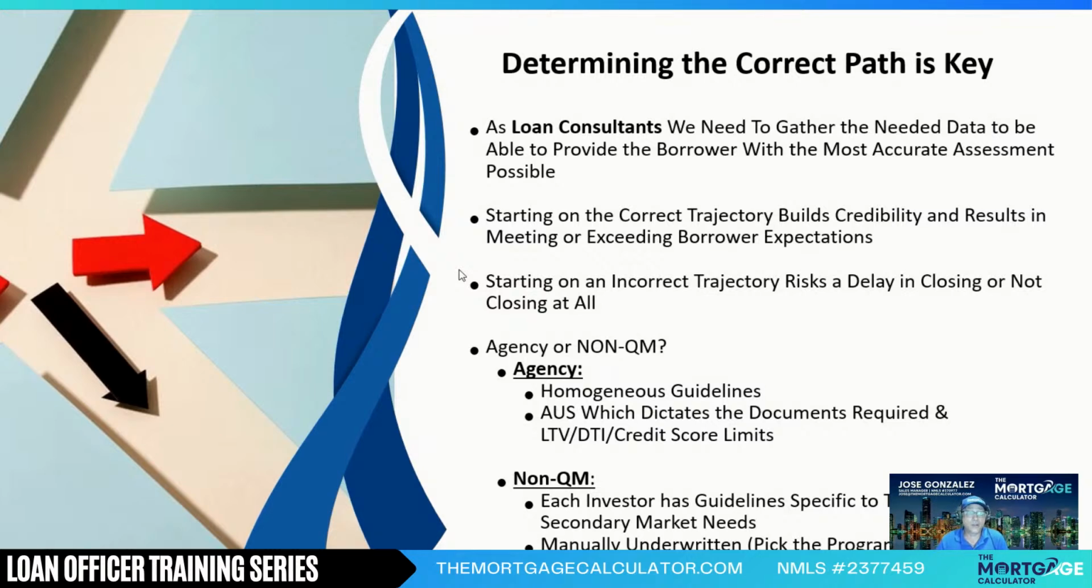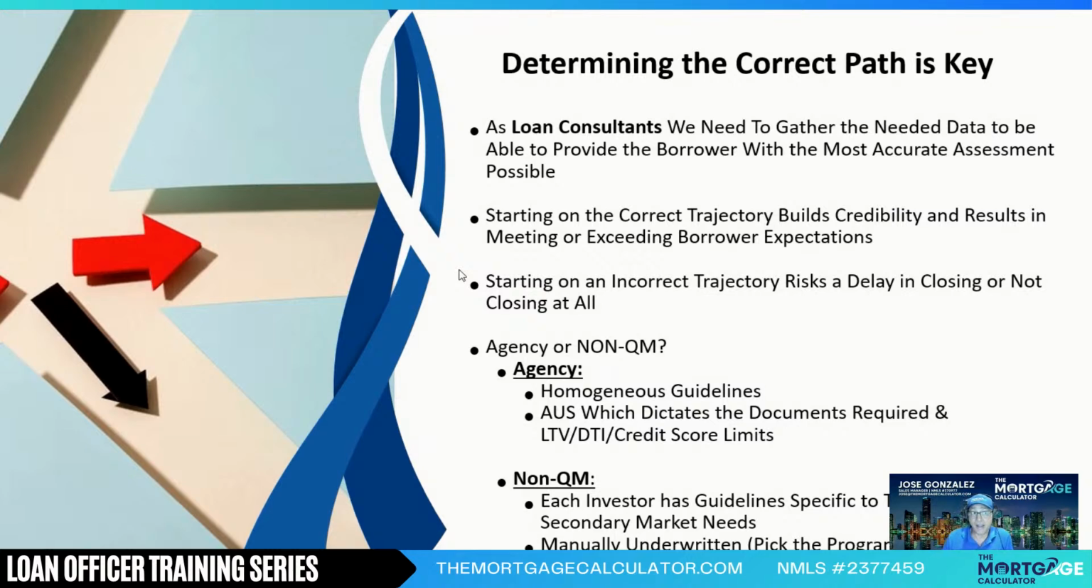So some of the considerations here when determining the correct path is: are we going to go agency or are we going to go non-QM? Now, in the guidelines world, that's two totally different universes, right? The agency world is a world of homogeneous guidelines, or basically all the guidelines are the same. The only thing that really changes, which I'll get into in the next slide, is the overlays.